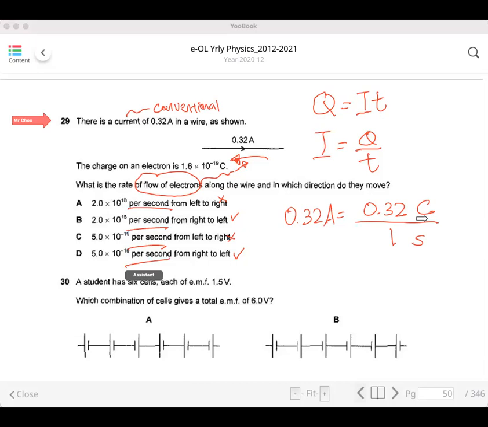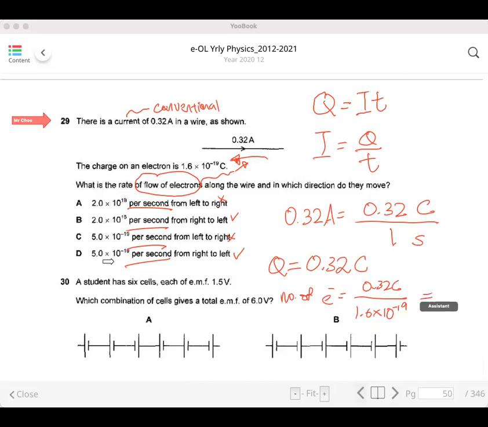So the charge itself, Q, should be 0.32 coulomb. You know that the charge of one electron is this value. So how many of this value are there in 0.32 coulomb? That is your answer. Is it 2 times 10 to the power 18 or 5 times 10 to the power 18? Basically, number of electrons is equal to 0.32 divided by 1.6 times 10 to the power minus 19. Can all of you calculate this and tell me the answer?